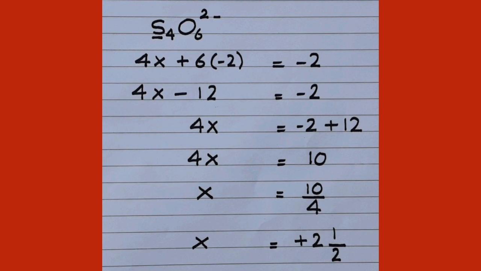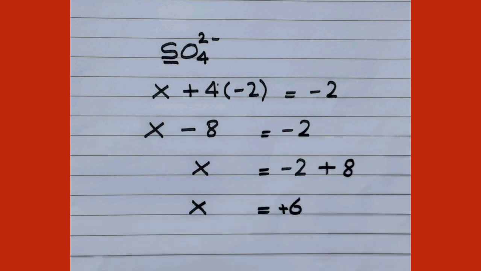Now we are going to find the oxidation number of elements in ions. We know that all the oxidation numbers of atoms in an ion add up to the charge on the ion. So let's start. S4O6 2-, underlined element S. 4x plus 6 multiplied by minus 2 equals minus 2. 4x minus 12 equals minus 2. 4x equals minus 2 plus 12. 4x equals 10. x equals 10 divided by 4. x equals plus 2.5. SO4 2-, underlined element S. x plus 4 multiplied by minus 2 equals minus 2. x minus 8 equals minus 2. x equals minus 2 plus 8. x equals plus 6.